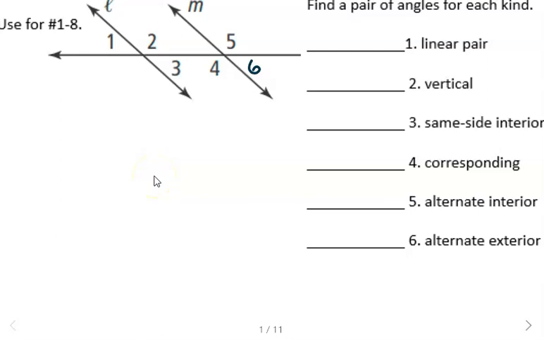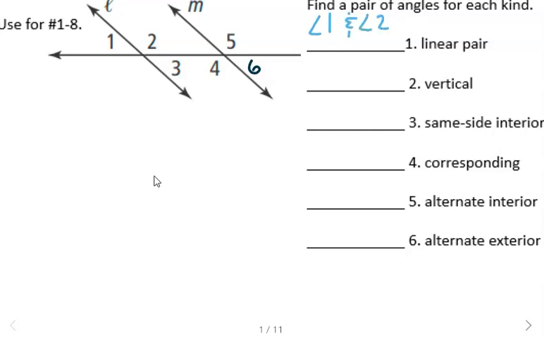All right, so this is the additional review for the test. You're picking out a pair of angles for each kind. Now, you only have to pick out one pair, but I will list whichever ones I think of. So there may be more than one pair that I'll give you just so that you can check your answers since those will vary. Linear pair, you could say angle 1 and 2.